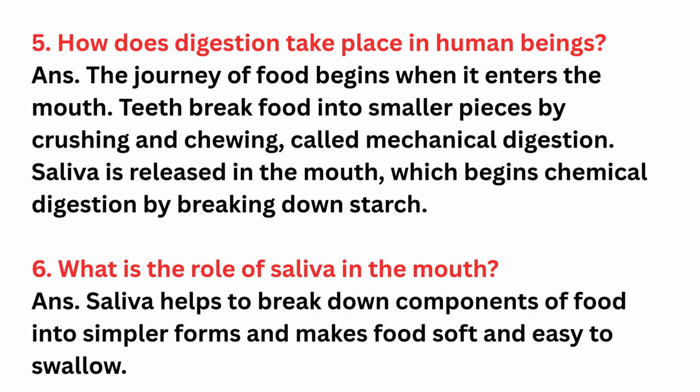Question number 5. How does digestion take place in human beings? Answer. The journey of food begins when it enters the mouth. Teeth break food into smaller pieces by crushing and chewing, called mechanical digestion. Saliva is released in the mouth, which begins chemical digestion by breaking down starch. Question number 6. What is the role of saliva in the mouth? Answer. Saliva helps to break down components of food into simpler forms and makes food soft and easy to swallow.